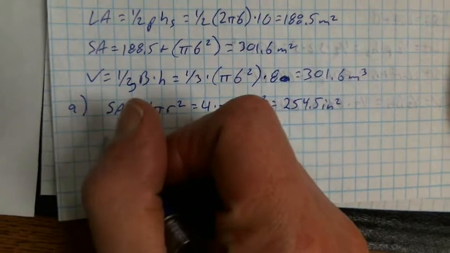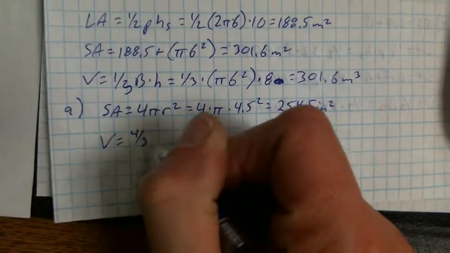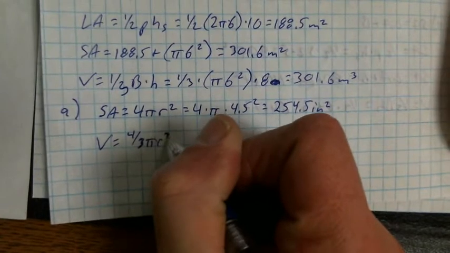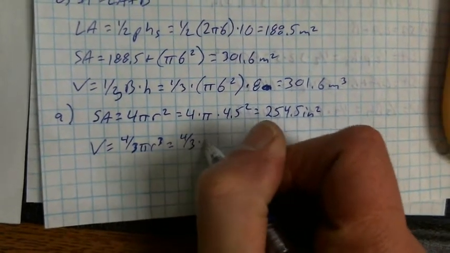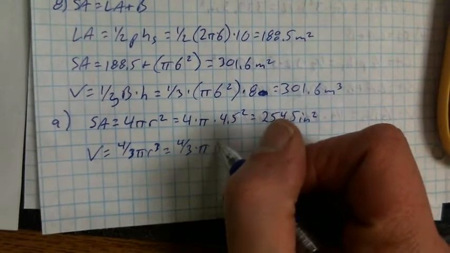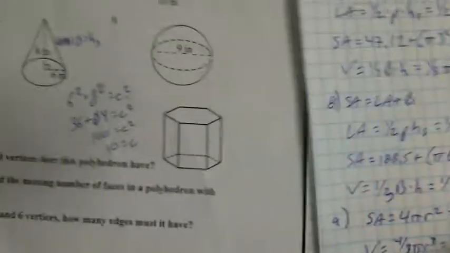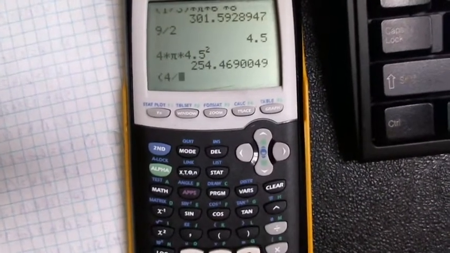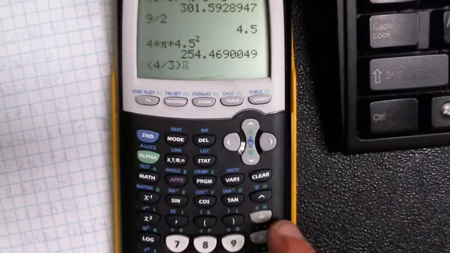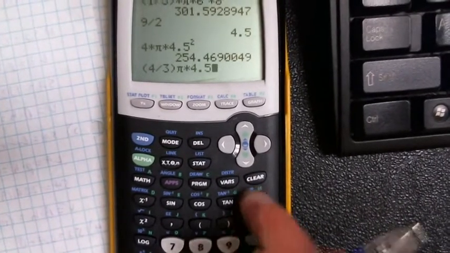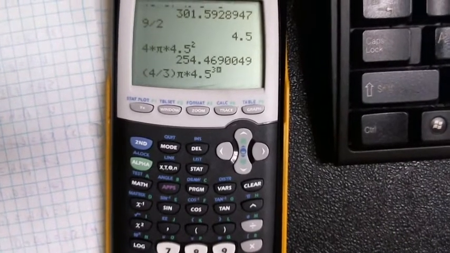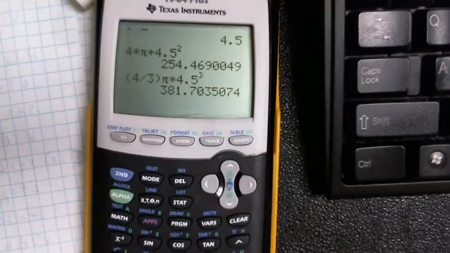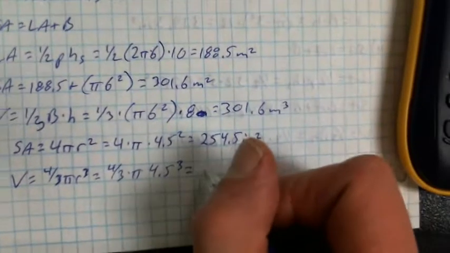Our volume formula is 4/3 pi r cubed. So that's 4/3 pi, and r is going to be 4.5, the same as last time, half the diameter. It's going to be cubed this time. So that's 4/3 pi r cubed. That's 381.7 cubic inches.